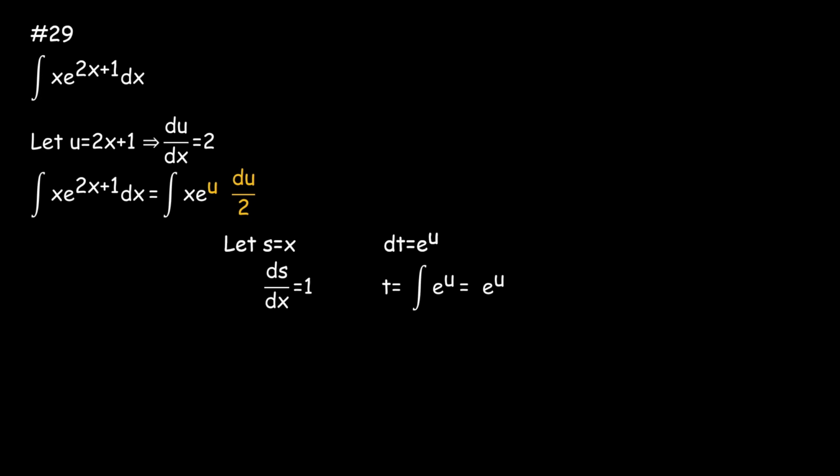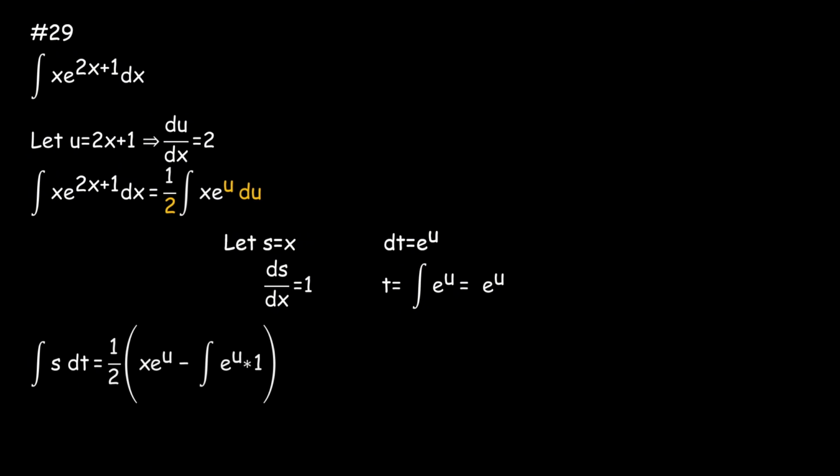Now, substituting into the formula for integration by parts, this would be st minus the integral of t times ds over dx. Substituting each of those values, we'll have half times x e to the power u minus the integral of e to the power u, which is still e to the power u. We are going to replace our value of u, and we get our final answer, which is half x e to the power 2x plus 1 minus e to the power 2x plus 1.